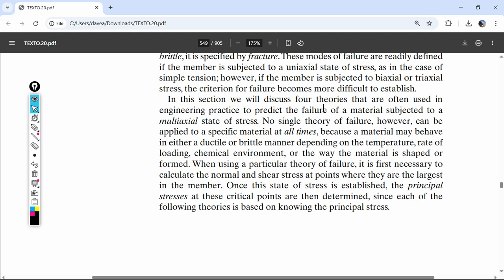In this section, we will discuss 4 theories that are often used in engineering practice to predict the failure of a material subjected to a multi-axial state of stress. Yeah, so we're going to rotate in 3 directions, and so no single theory of failure, however, can be applied to a specific material at all times, because a material may behave in either a ductile or brittle manner depending on the temperature, rate of loading, chemical environment, or the way the material is shaped or formed.